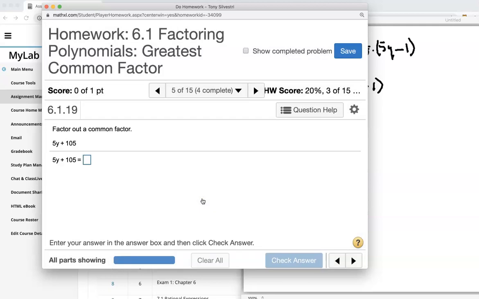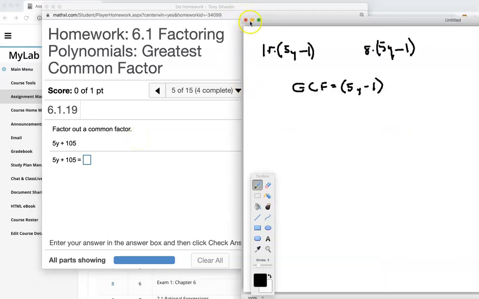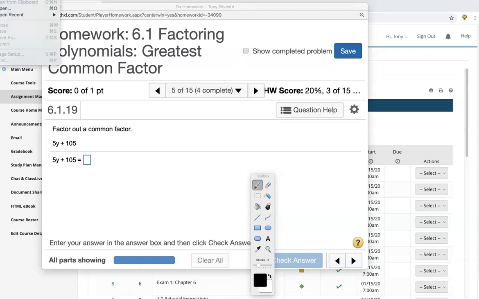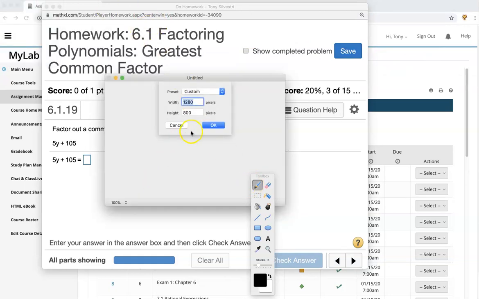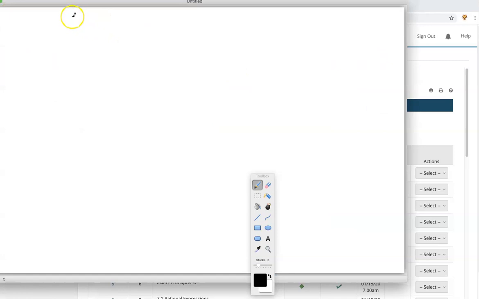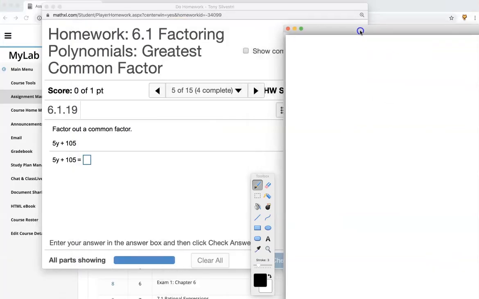Excellent, excellent, excellent. Okay, now comes the actual factoring. This is where we start doing some serious factoring right now. Let's close this up. Don't save that. File, new, and we'll do this again here, and we say, well, 5y plus 105.